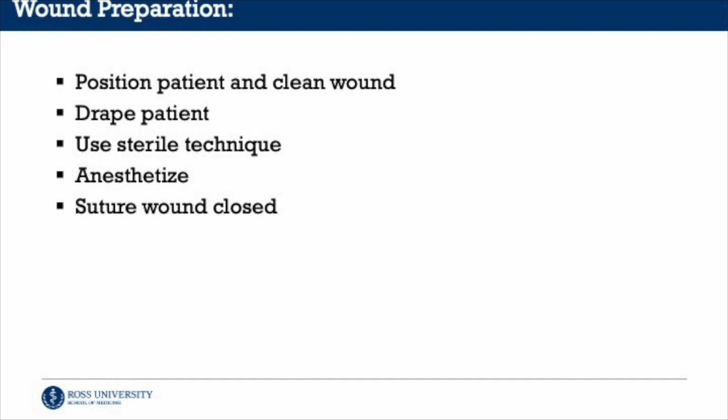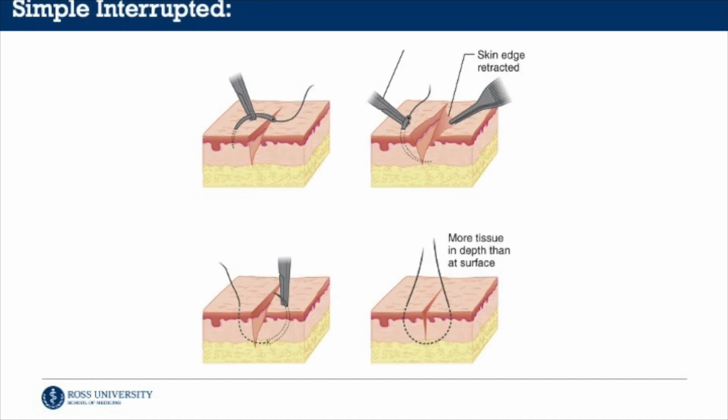Here are your components for wound preparation. You're going to position the patient and clean the wound, drape them, keep in mind to always use sterile technique, anesthetize the targeted area, and then suture the wound closed. There's a variety of different suturing methods. The first one we're going to look at is the simple interrupted.